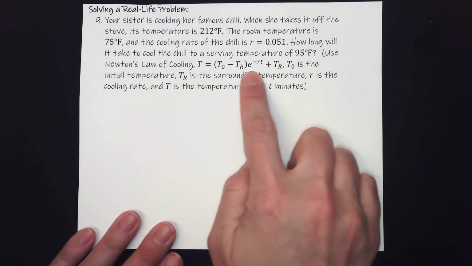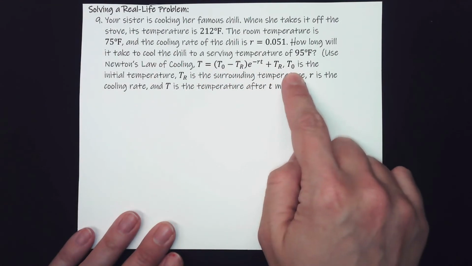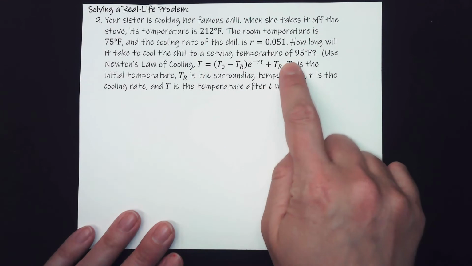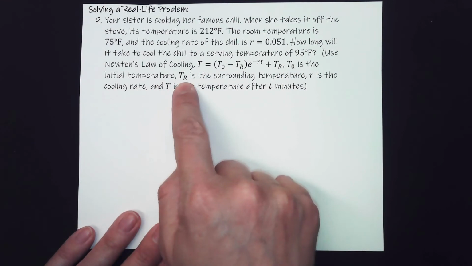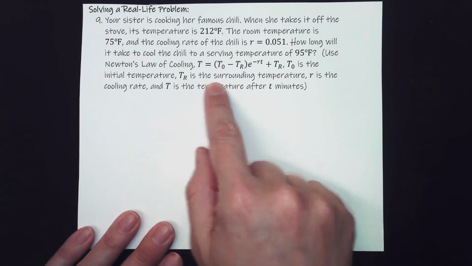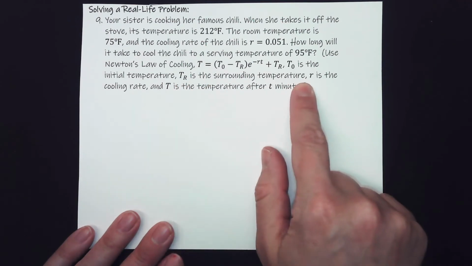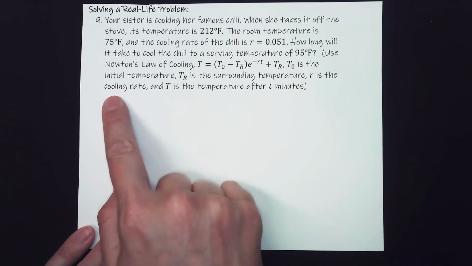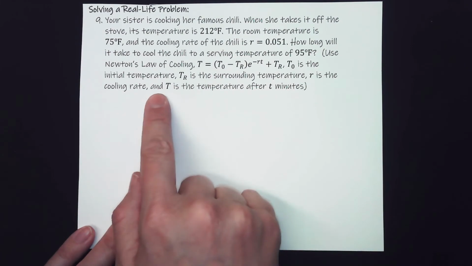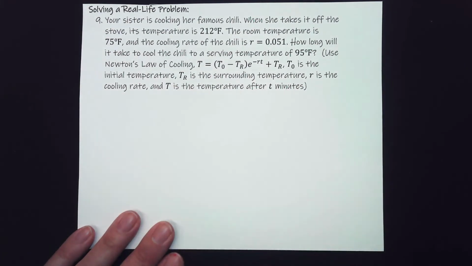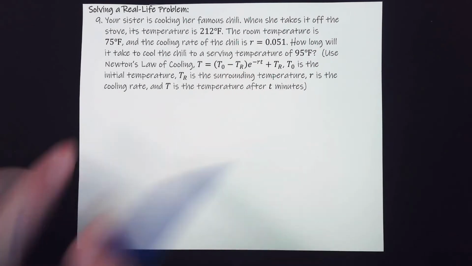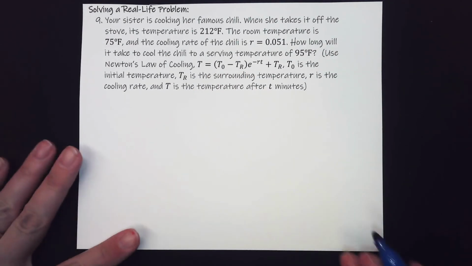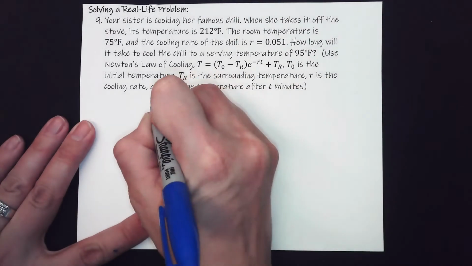So it gives us an equation, and it says T with a subscript of 0, so T naught is what we call that, is the initial temperature. T with the base of R, so T_R, is the surrounding temperature, so that's the room, and r is the cooling rate. And then the capital T is the temperature after the lowercase t minutes. All right, so that gave us some information. So I'm going to take this equation that we're going to be plugging things into. So I'm going to rewrite it here.